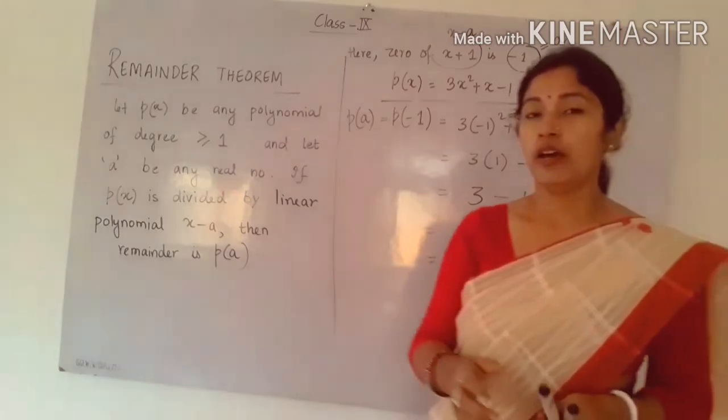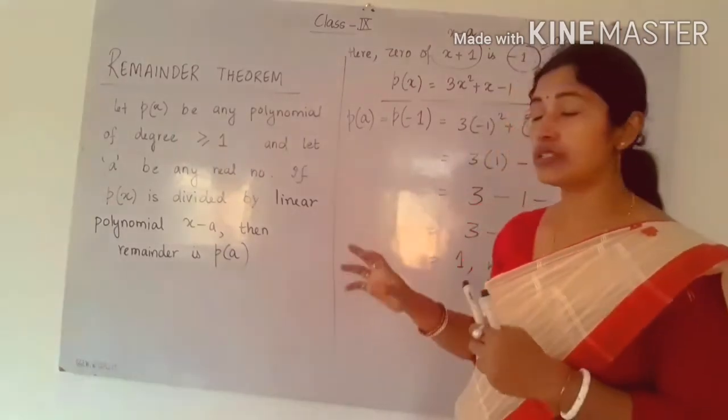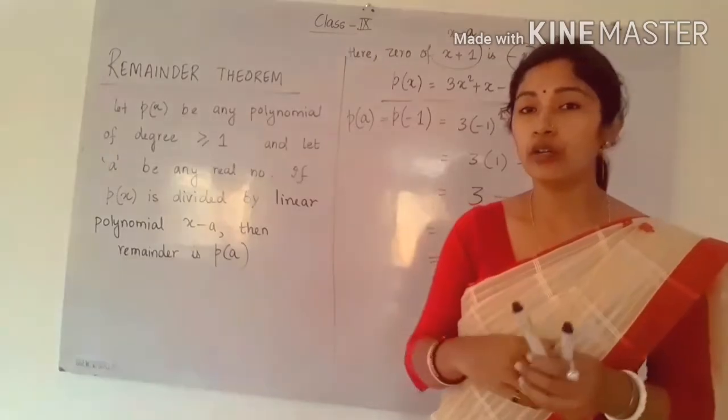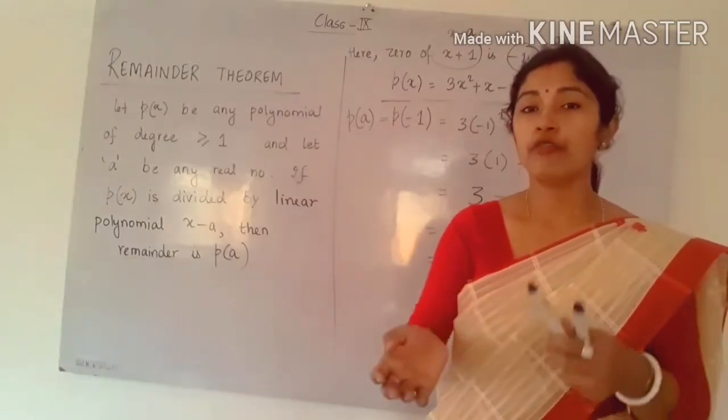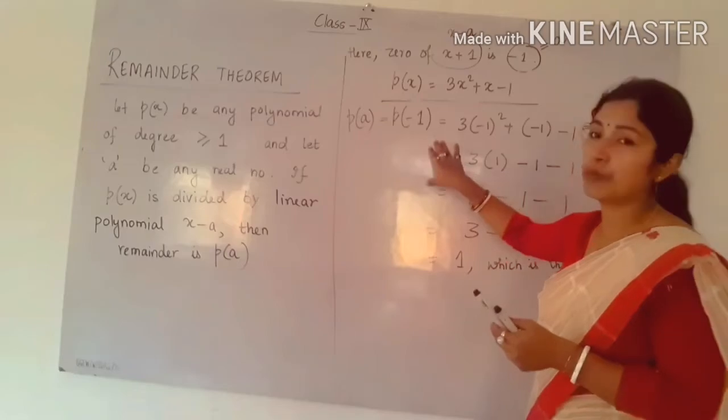So try to do exercise 2.3. By this you can easily do exercise 2.3. You can do it by the long division method also, and for checking you can directly do it with this method also.